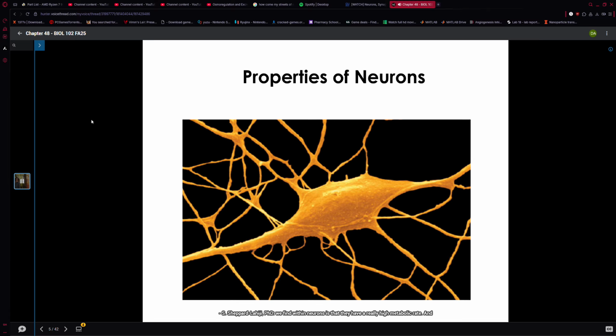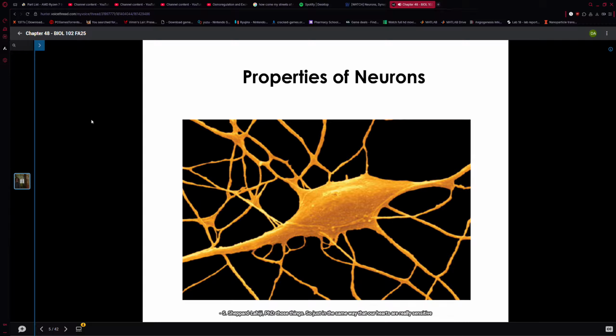Another property that we find within neurons is that they have a really high metabolic rate. Because of this high metabolic rate, they need a lot of oxygen and a lot of glucose. We're thinking about ATP production. What that then means is that neurons would be highly sensitive to deprivation of those things.